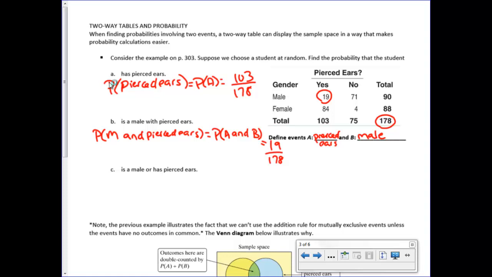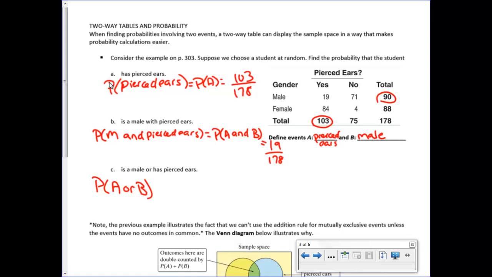Is a male or has pierced ears. So I'm going to shorten this up. Is a male, we said, and I'm flipping the letters around just to keep it alphabetical. Is a male or has pierced ears. Over here, how many males do I have? I have 90. And if I look at pierced ears, I have 103. Is that going to be okay? No, why not? Because it's more than the total. 103 plus 90 is 193, and we only have 178 students total, so something's not quite right.